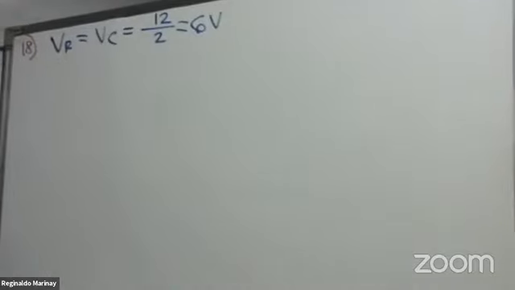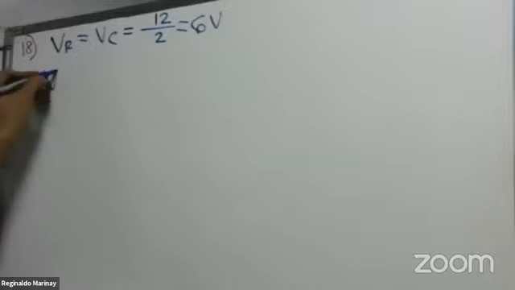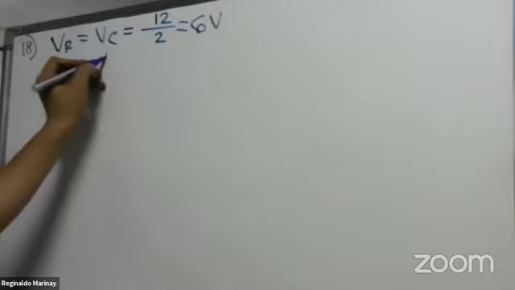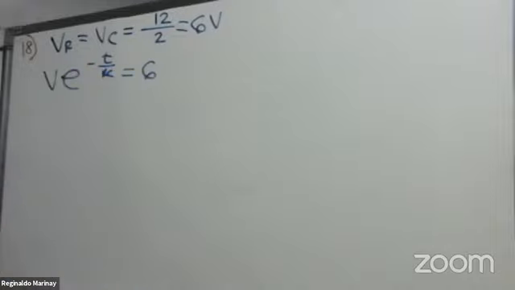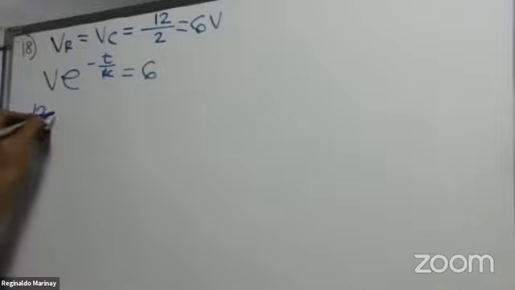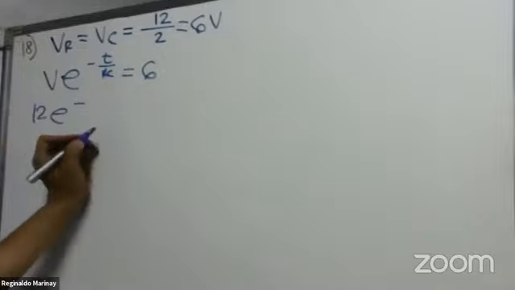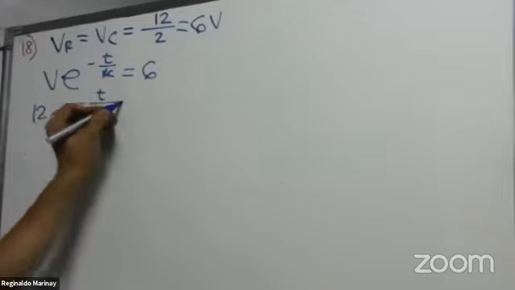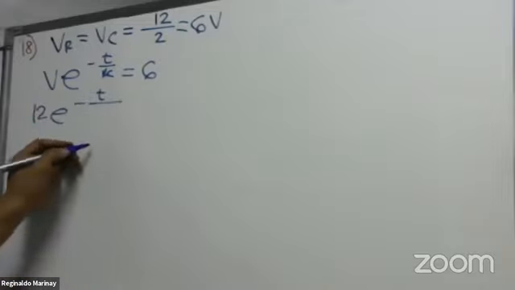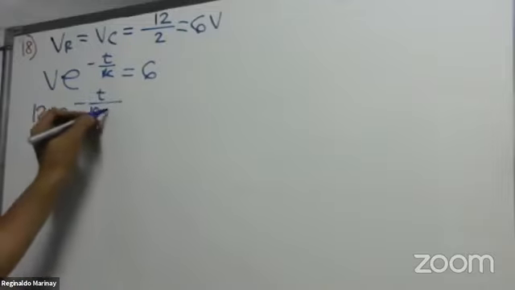I think the simpler formula is for V_R. V_R is simply equal to V times e raised to negative t over RC. That's equal to 6 volts. Our V is 12. e raised to negative t, since the question is t, then our R, shift solve.